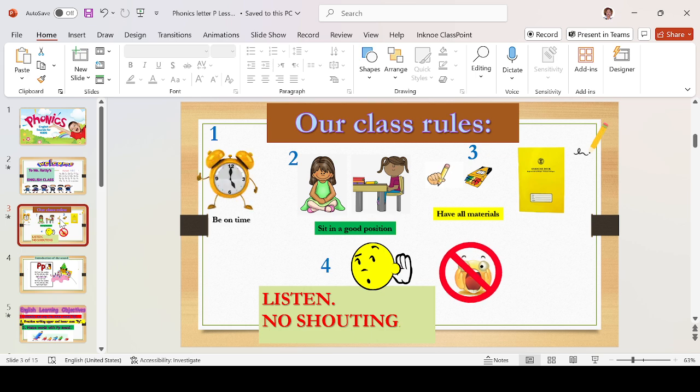Alright, so let's talk about our class rules. First of all, you need to be on time for your session and you need to sit properly. If you are sitting on the carpet or on the mat, you need to sit like this girl. And if you are sitting on the chair, you need to sit also like this one. And you need to bring your pencil, your crayon, and your notebook because we are going to practice to write. I want you to listen and no shouting, please.